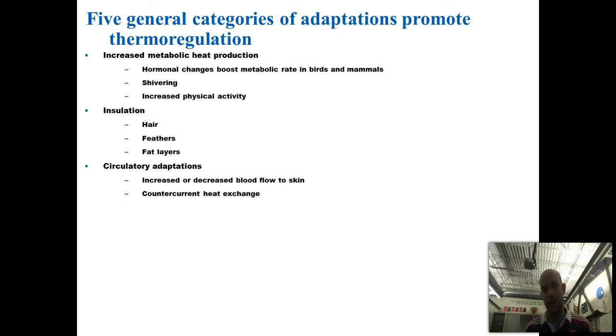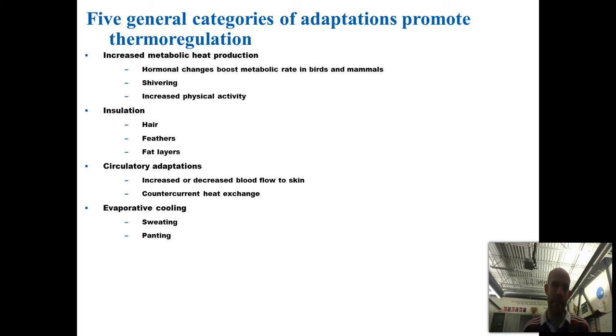Then counter to that, on a hot day, the capillaries in our bloodstream expand. This is called vasodilation. And when we get vasodilation, more blood flows to the surface, which allows us to lose heat from the surface of our skin more easily, and so control our internal body temperature. The opposite of that, when the blood flow is constricted, is called vasoconstriction. We can also do countercurrent heat exchange, and I'll show you a nice example of that in a moment.